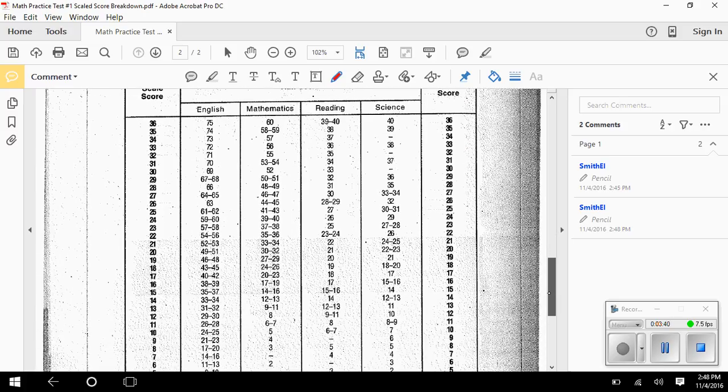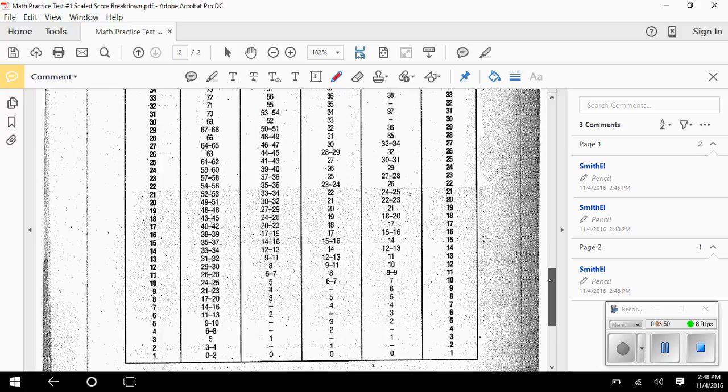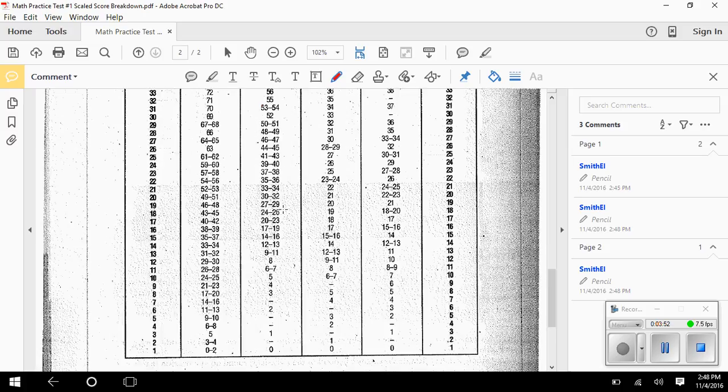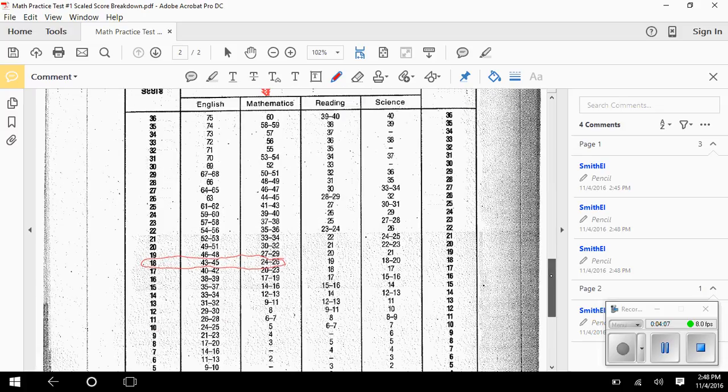Now you're going to turn it over. Make sure you're looking in the math column, which is this second column here, out of English, math, reading, and science. Look at math. So I'm going to find my raw score. I had 24 correct, so I follow that over. I have a scaled score of 18. So then I'm going to put that over here. I'll just put SS. I want you to put SS for scaled score. And mine was 18.